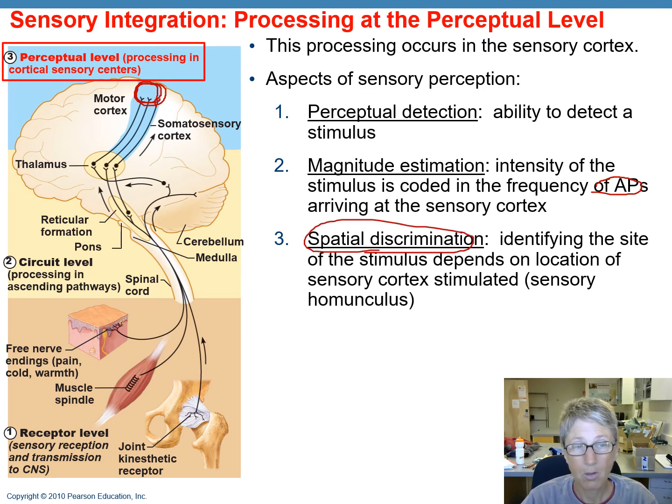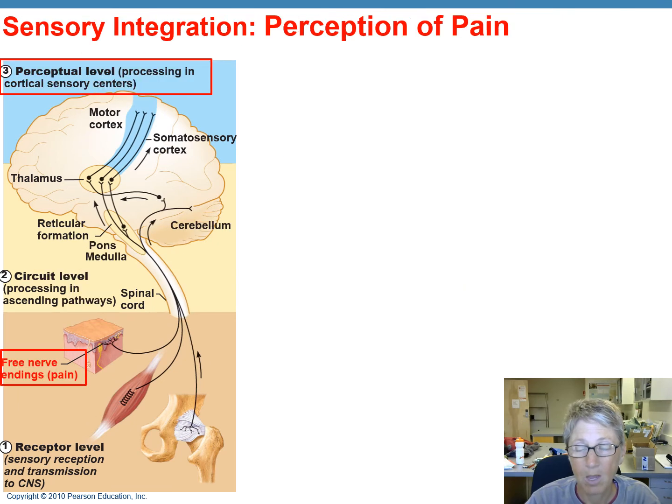So now at this level of processing, you're identifying exactly where the stimulus came from, and you can also look at how sensitive we are to different stimuli with the sensory homunculus. So remember that from last chapter. It shows that your mouth, your face, your fingertips are super sensitive. So they have a lot of sensory afferent neurons located there.